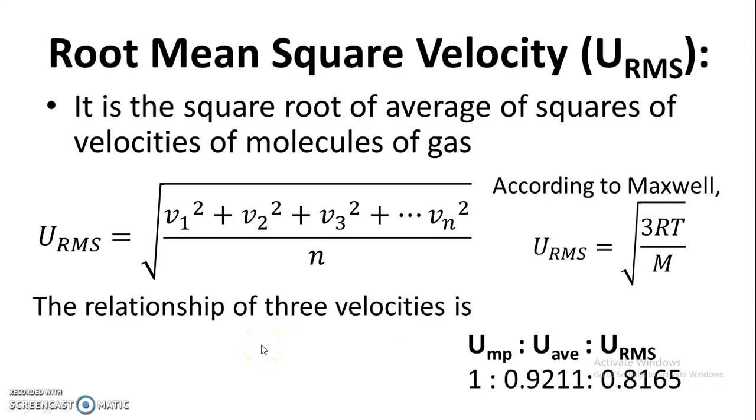Now the relationship of these three velocities, or the ratio of most probable velocity to average velocity to root mean square velocity, is 1 is to 0.9211 is to 0.8165. Meaning of this is, the largest fraction of molecules possess the velocity that is the most probable velocity. Most probable velocity is possessed by the largest fraction of the molecules of a gas sample.